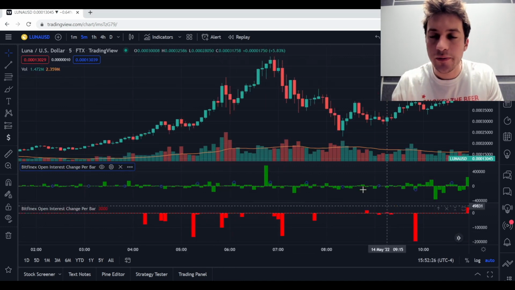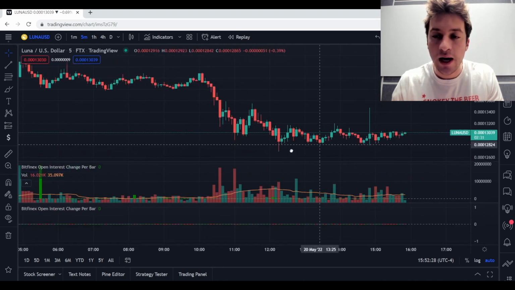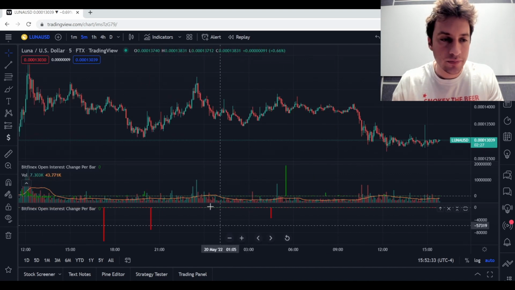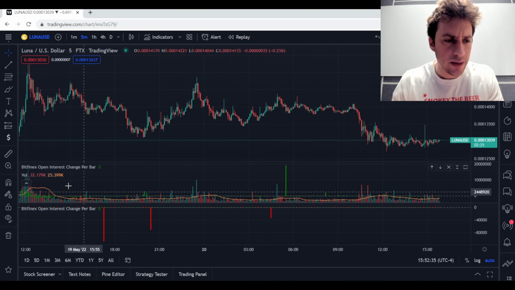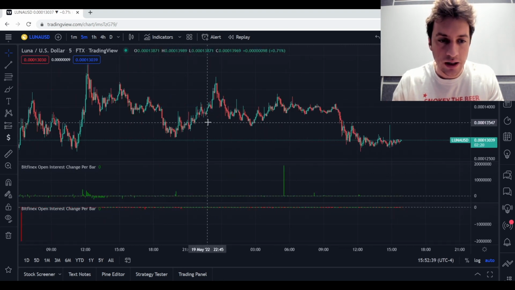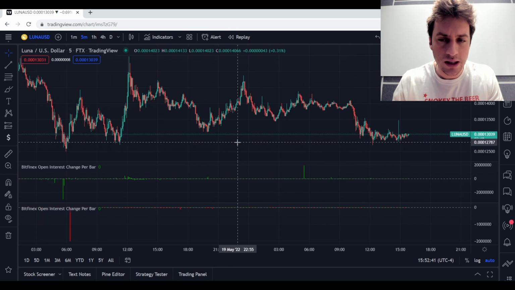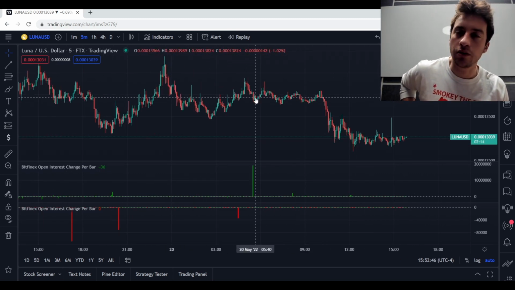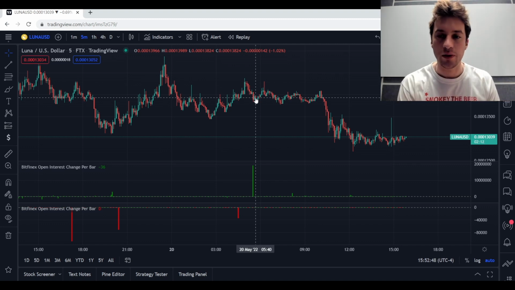I don't know what's going to happen, but I'm perfectly happy in my short right now. Yeah. Ooh, wait, what happened to volume? Volume got a little weird. There you go. I'm perfectly happy in my short right now. This to me looks quite bearish, but of course it depends on what Bitcoin does, because if Bitcoin pumps, then Luna might have a little bit of an uptick as well.